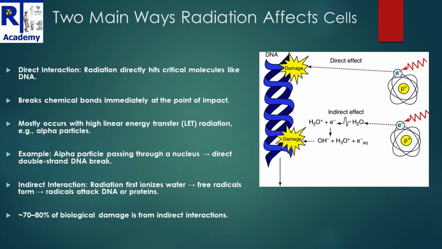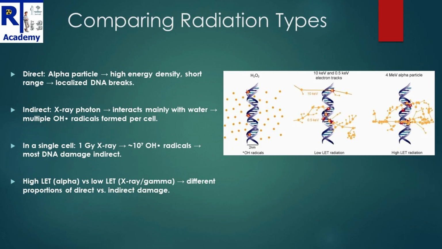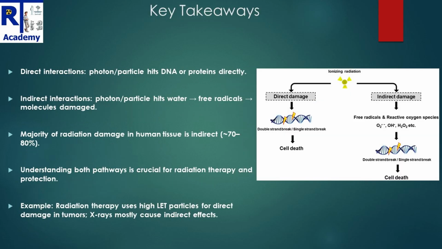Let's speak about direct versus indirect interactions. Direct interaction: radiation hits a sensitive molecule like DNA directly, breaking chemical bonds. This occurs more with heavy radiation such as alpha particles due to their high energy density. Indirect interaction: radiation first interacts with water, generating free radicals, which then attack DNA or other vital molecules. About 70 to 80% of biological damage comes from this pathway.